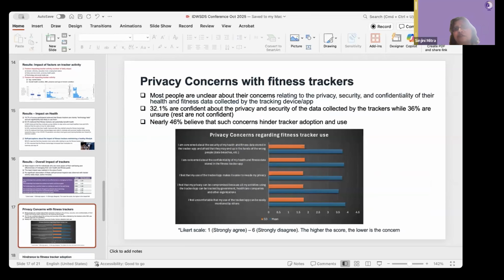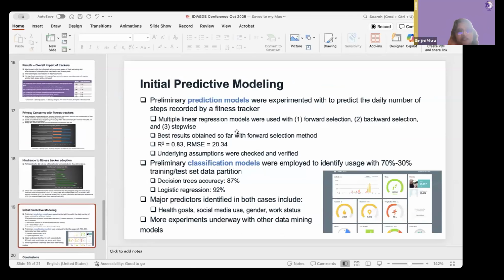Privacy concerns: a lot of the students we found were very unclear about all these issues, the privacy and security issues related to data usage, and the confidentiality of the health data that was being collected. But almost 50% thought that these concerns hinder tracker adoption, because they're concerned about how this data will be used and where it will be shared, and so on and so forth. But anyway, I'm just going to skip over. They did some prediction modeling, and some of the factors I said came out to be significant, but obviously not all of them, when you control for the others.